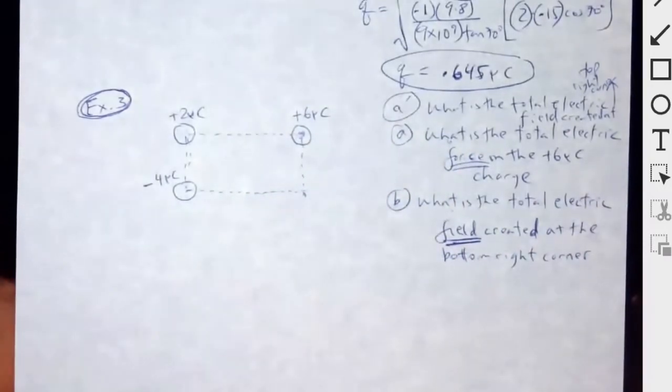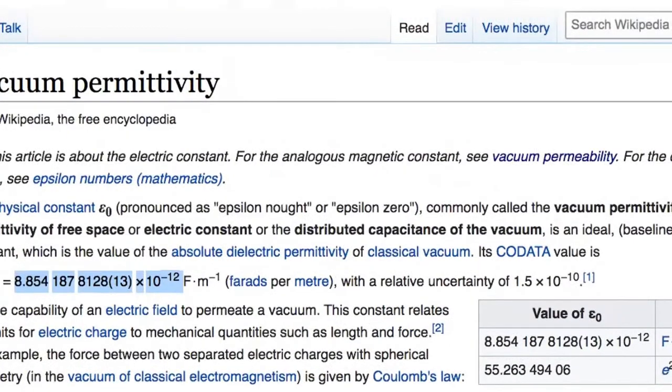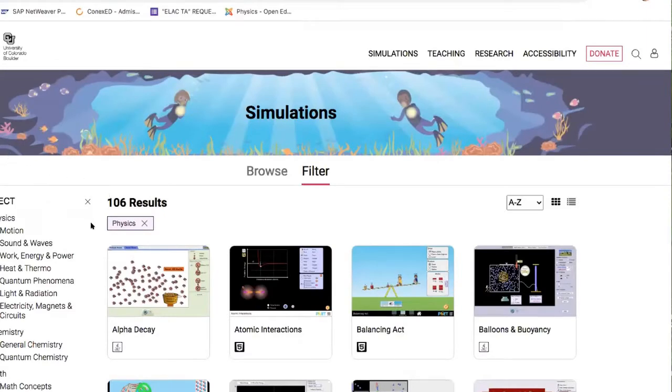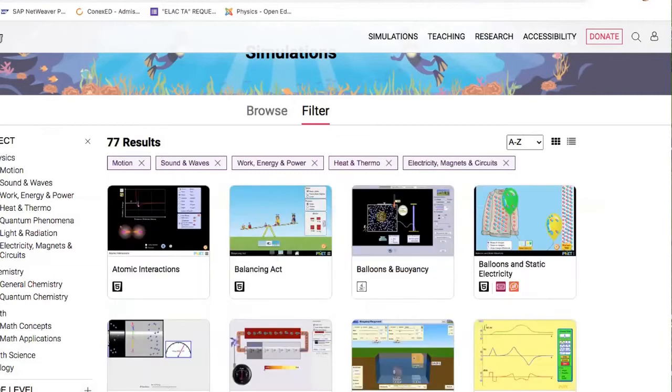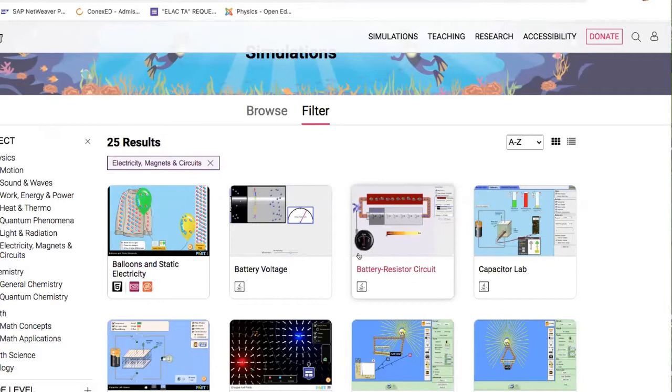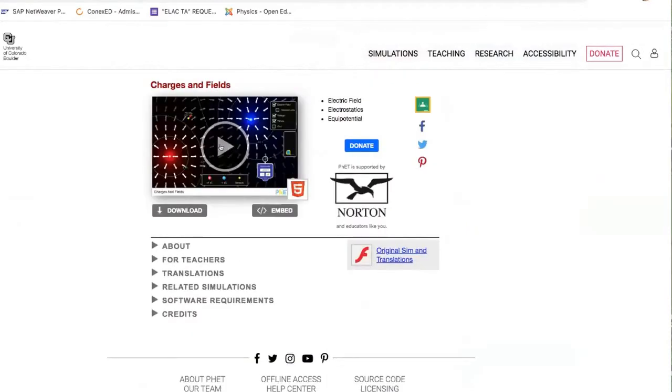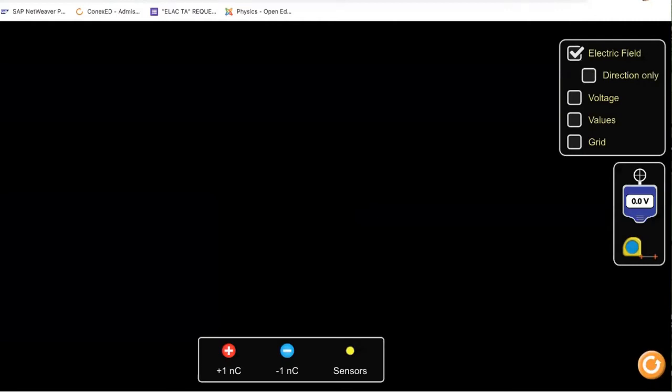So tomorrow, the lab that we're going to do uses the simulation from PhET Colorado. PhET Colorado has one simulation that's really good. It can mimic this kind of situation, and we can actually do problems with this simulation, charges and fields. I can take this, so I'm going to create that situation here.